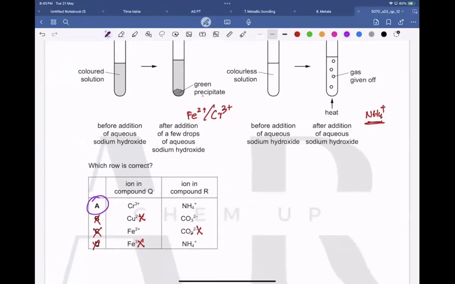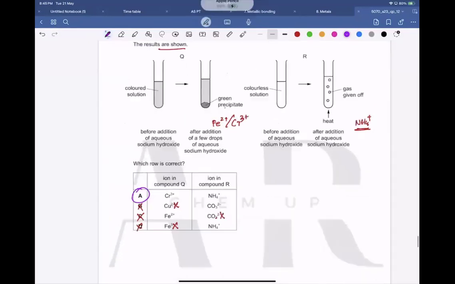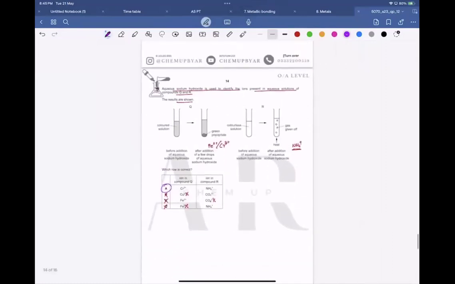So here we are done with the paper. The correct answer is D for the last one. I hope you guys understand. If any one of you has any confusion, you can ask me.